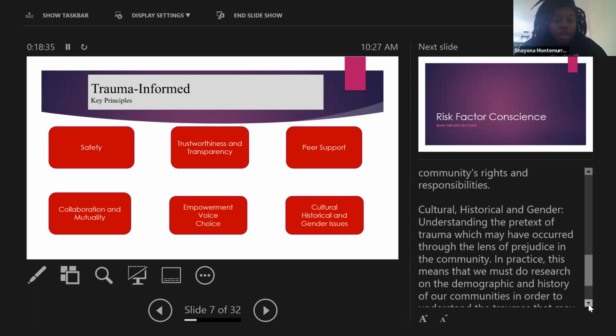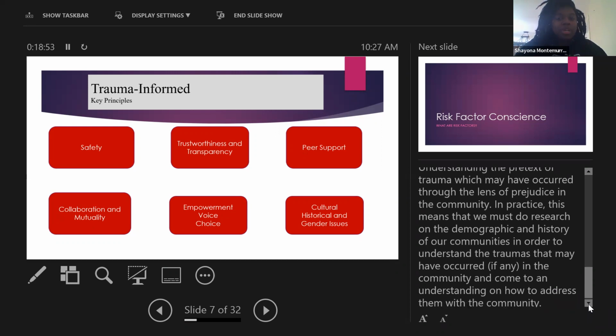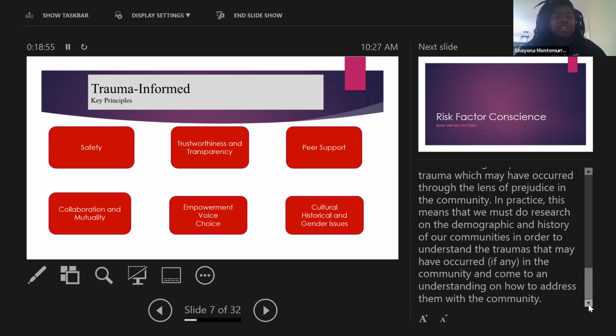Understand the contexts of trauma, which have mostly occurred through the lens of prejudice in the community. In practice, we want to do research on the demographic and the history of our community in which we work in order to understand any potential traumas that may have occurred, if any, in that community, and to come to an understanding of how to address them with the community's full involvement with making those choices based on their historical, cultural context.